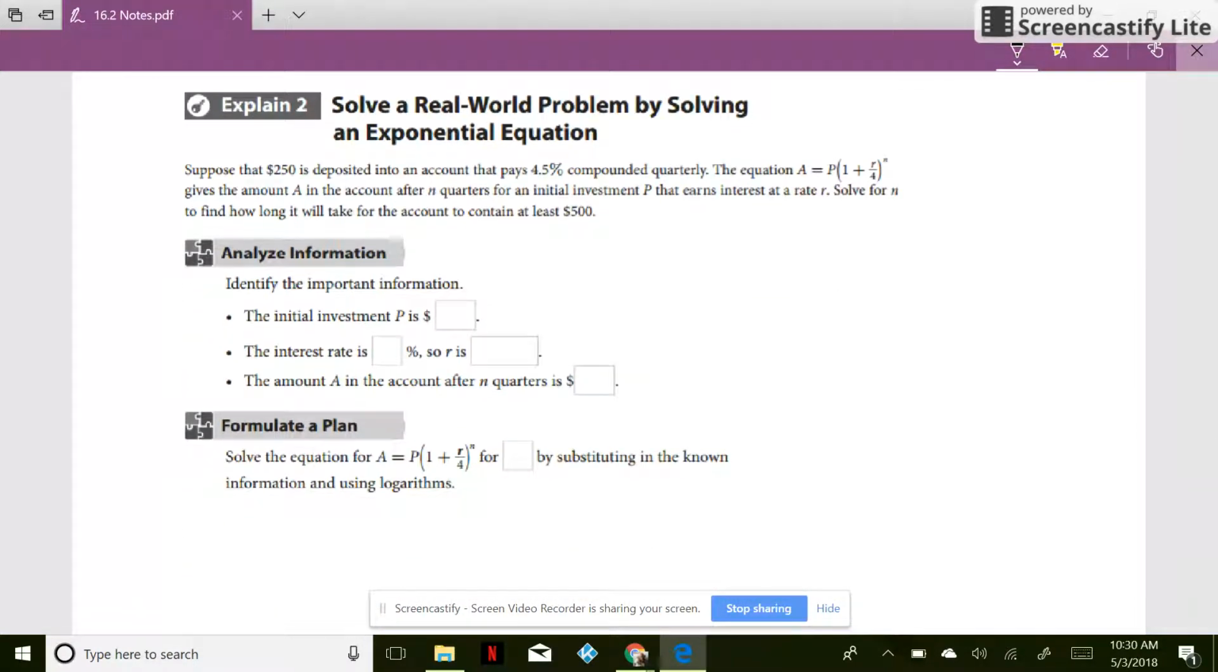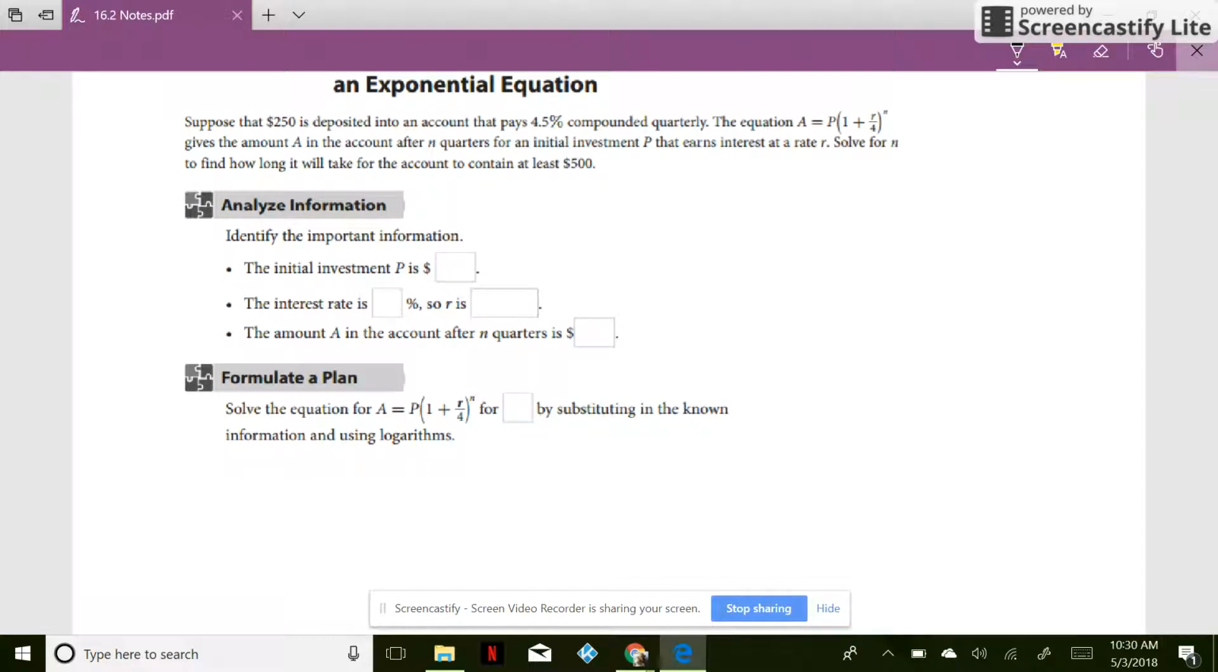So if we want to solve real world problems, you'll often see stuff with decay and exponential decay and growth, as well as investments, because those are growth formulas as well. So here we have $250 is deposited into an account that pays 4.5% compounded quarterly. So the equation A equals P times 1 plus R over 4 to the N gives the amount A in the account after N quarters for an initial investment that earns at a rate R. So we want to solve for N, see how long it takes for the account to reach $500.